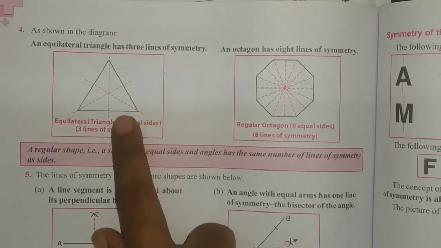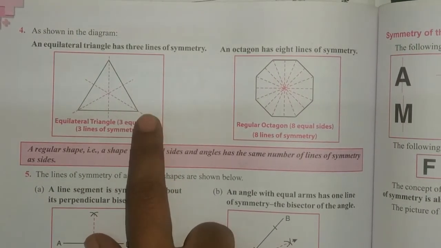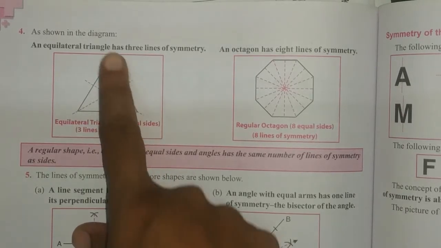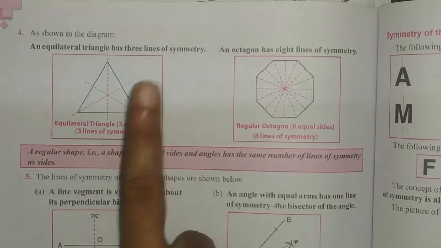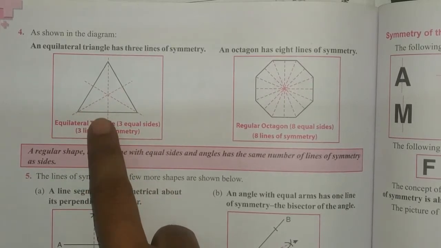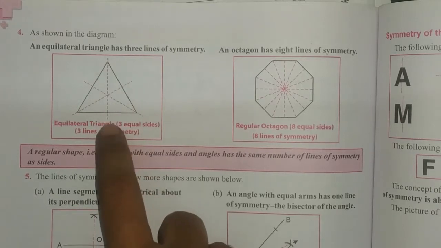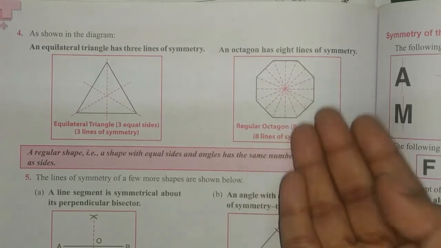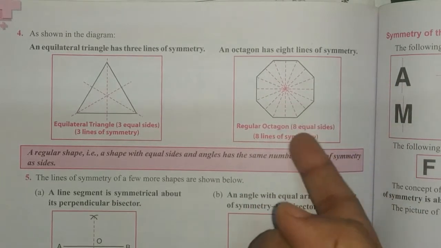Now if you see this equilateral triangle, it has three lines of symmetry, and these are the lines here. The dotted one shows the axis line of symmetry. And we have a regular octagon, which has eight equal sides and eight lines of symmetry.